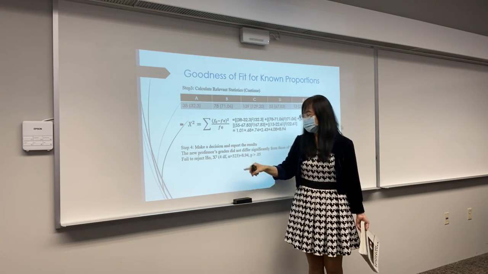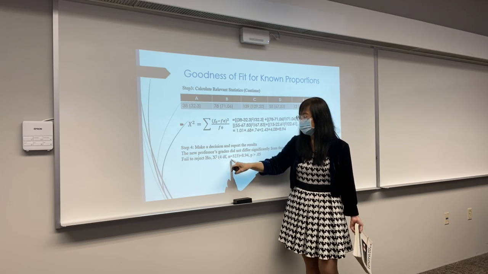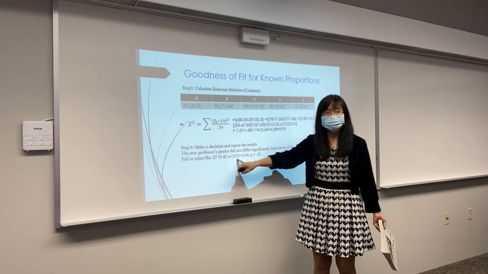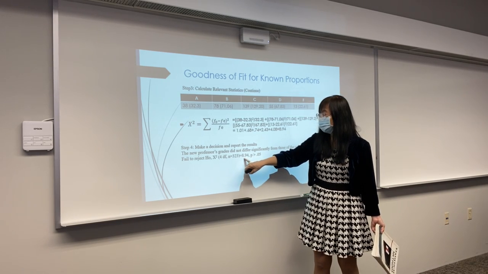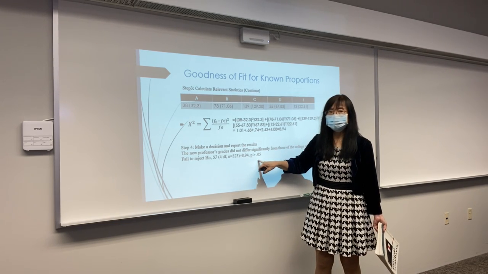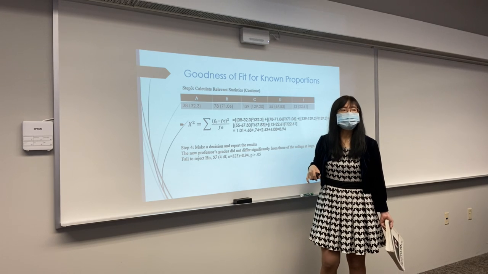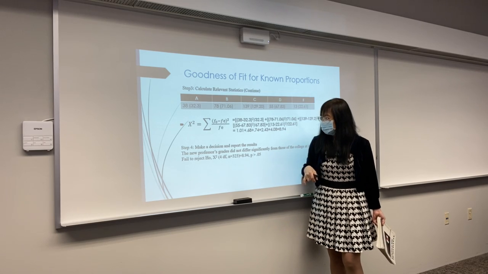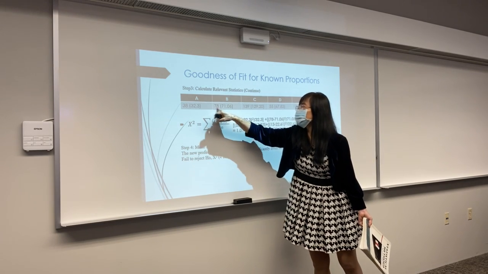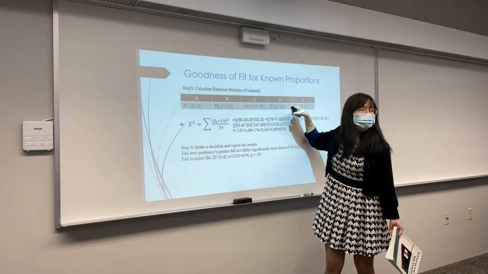K minus one. K minus one, right? Okay, 4 degrees of freedom and N equals 323, that means total, okay? And chi-square equals 8.94, and your P is greater than 0.01. Oh, you add them together. You add these numbers together.